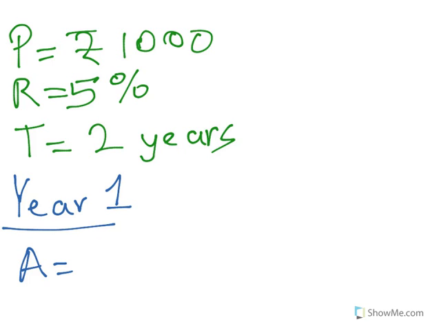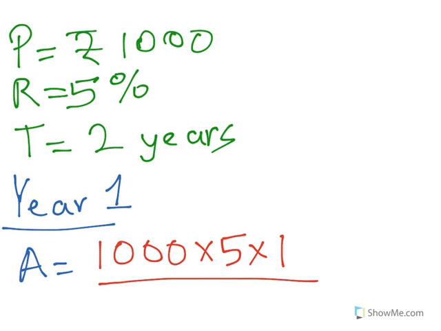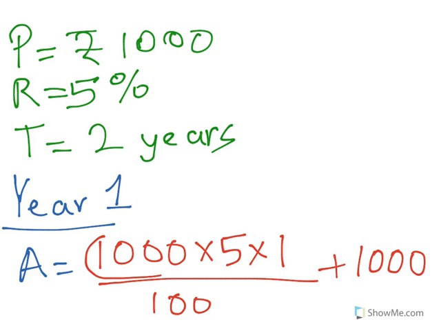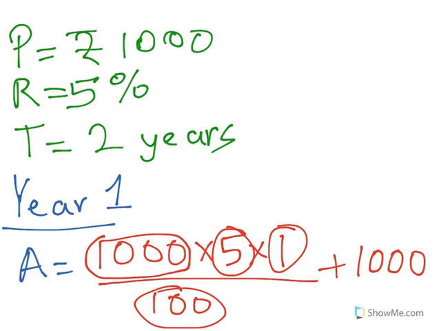Let's say, what's my principal? It's 1,000 into 5 into... Remember, it's just 1 year. So although my total time period is 2 years, for year 1 it's just going to be a 1, okay? And then the 100, and then you add 1,000 to that. P R T by 100 plus P. Great. So now we'll start doing the math. I'll start it on the next page so it's clear.